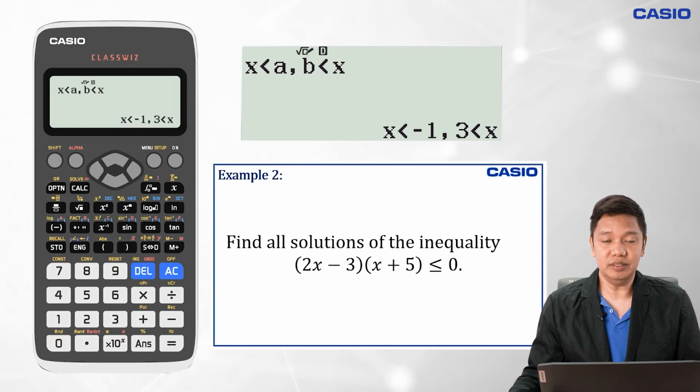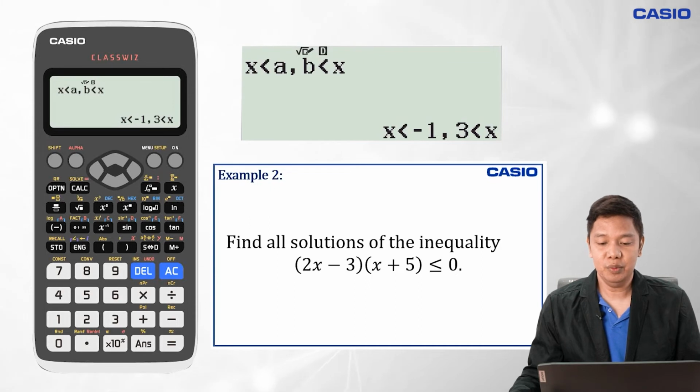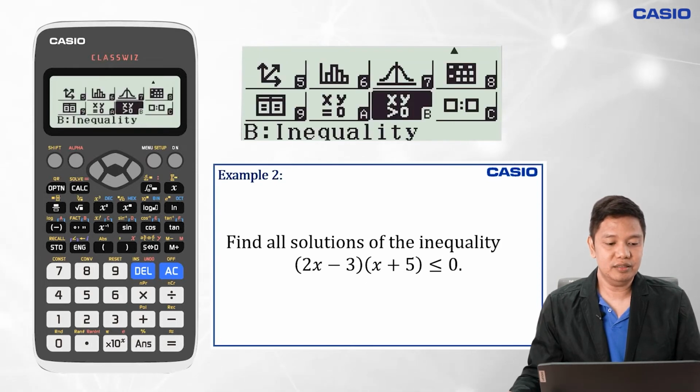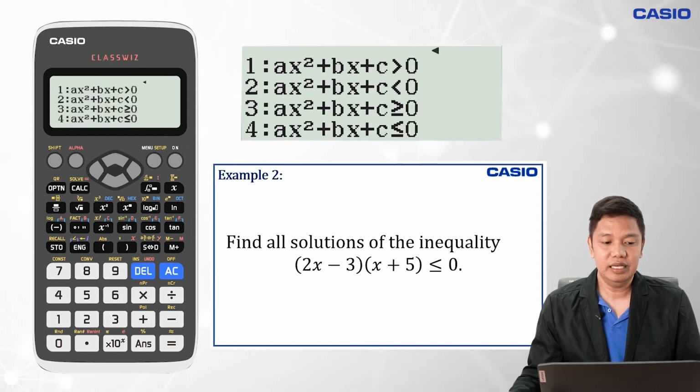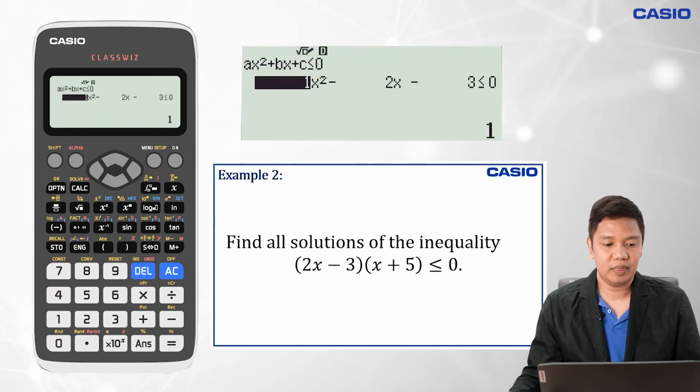In this example, we are asked to find all solutions to the inequality, the binomial 2x minus 3 multiplied by the binomial x plus 5 is less than or equal to 0. Again, we need to press menu and then the degree minute second. Our degree, of course, is 2. And this time, our inequality is less than or equal to, so we need to press 4.